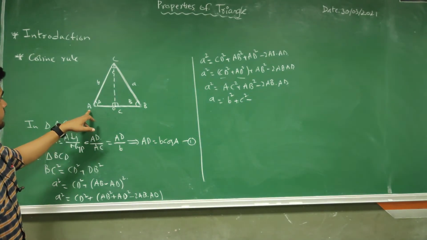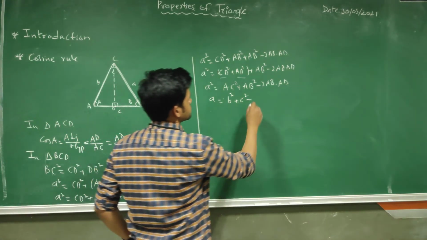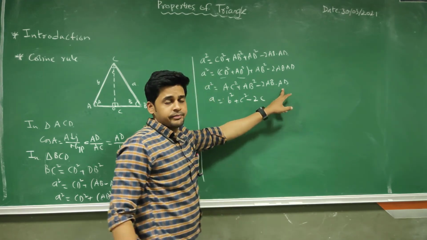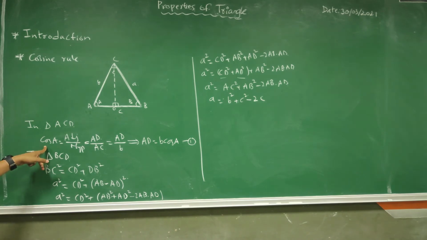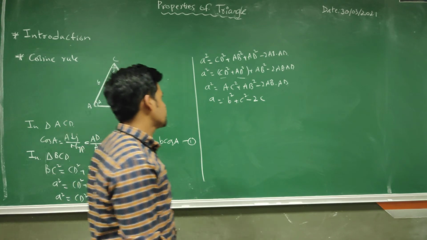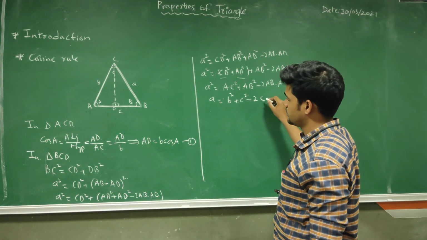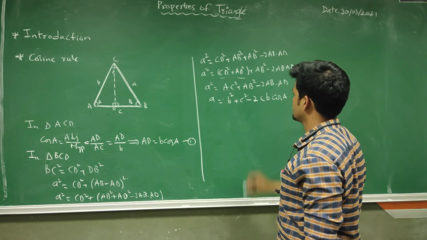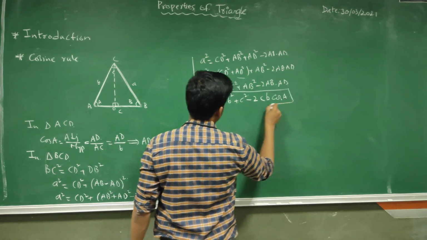AB is nothing but C. So 2C, and we don't know AD. But here we have solved, that is cos A. That is AD is equal to B cos A. So I am just going to put AD is equal to B cos A.